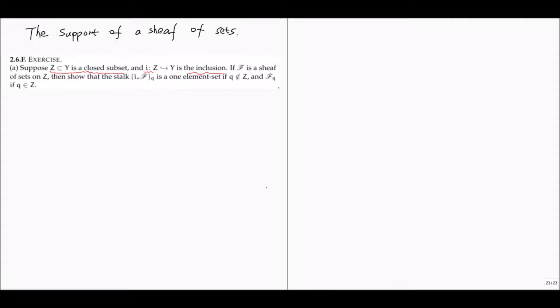By the definition of the push-forward sheaf, we know i star F of an open subset V in Y is equal to the script F of i inverse of V. This is equal to F of V intersection Z.